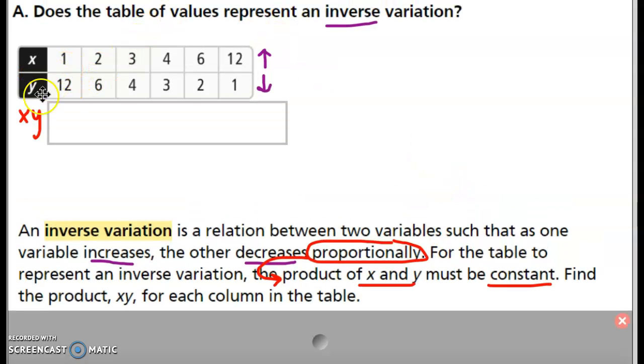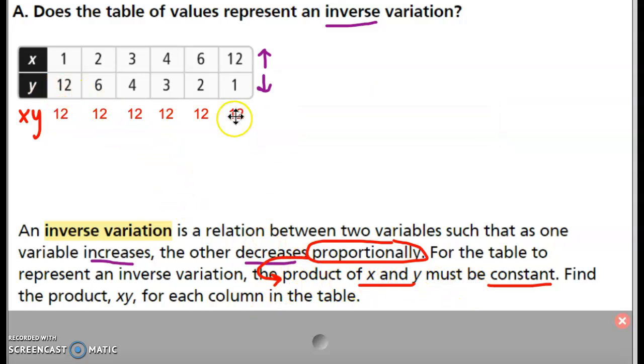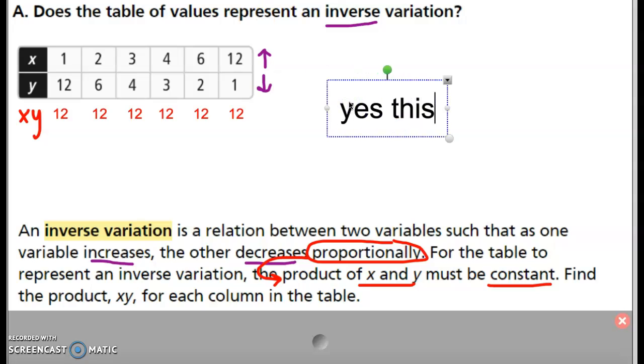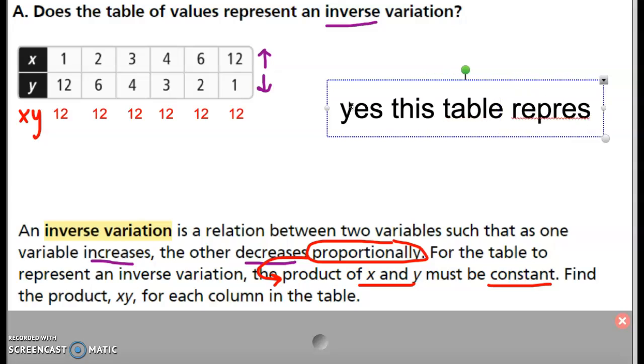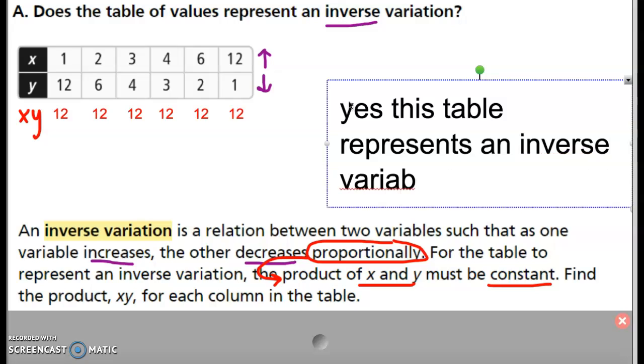So let's take a look here. I'm going to make a new row here. X, y, the product, right? Multiplication. 1 times 12, 12. 2 times 6, 12. 3 times 4, 12. 4 times 3, 12. Guess what? 6 times 2, 12. 12 times 1, 12. Notice the product of x and y is constant, right? So I can say, yes, this table represents an inverse variation. And that's all it is, guys.